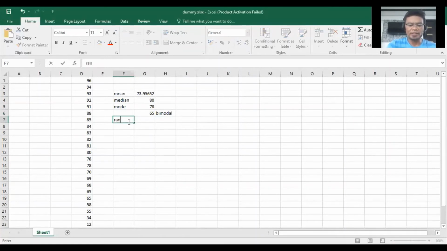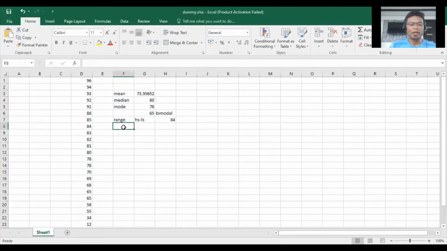Next is the range. The range can be computed by the highest score minus the lowest score. Since our data set is arranged from highest to lowest, then we can easily identify our highest, which is 96, and our lowest, which is 12, and we have 84.